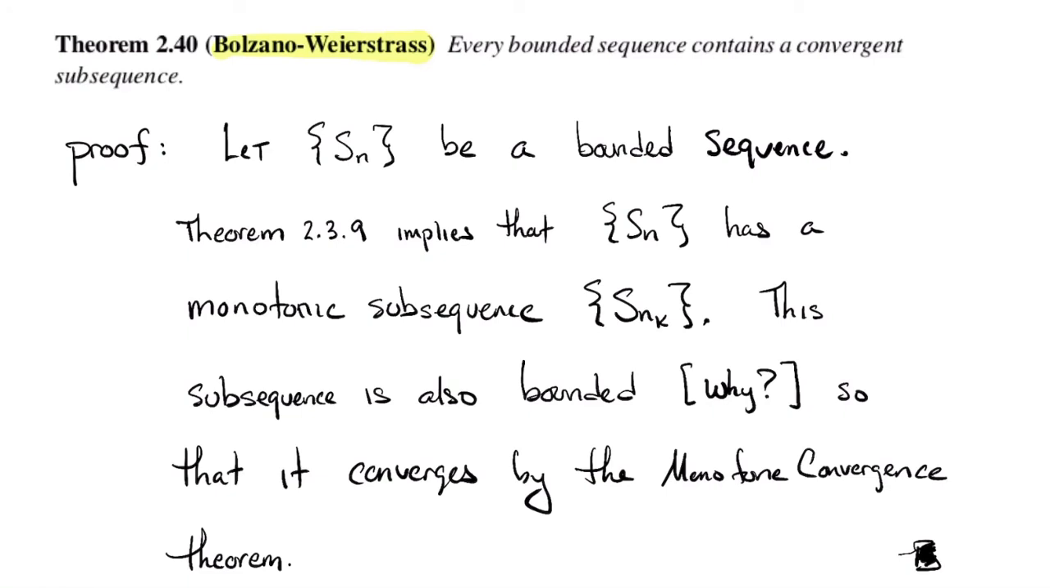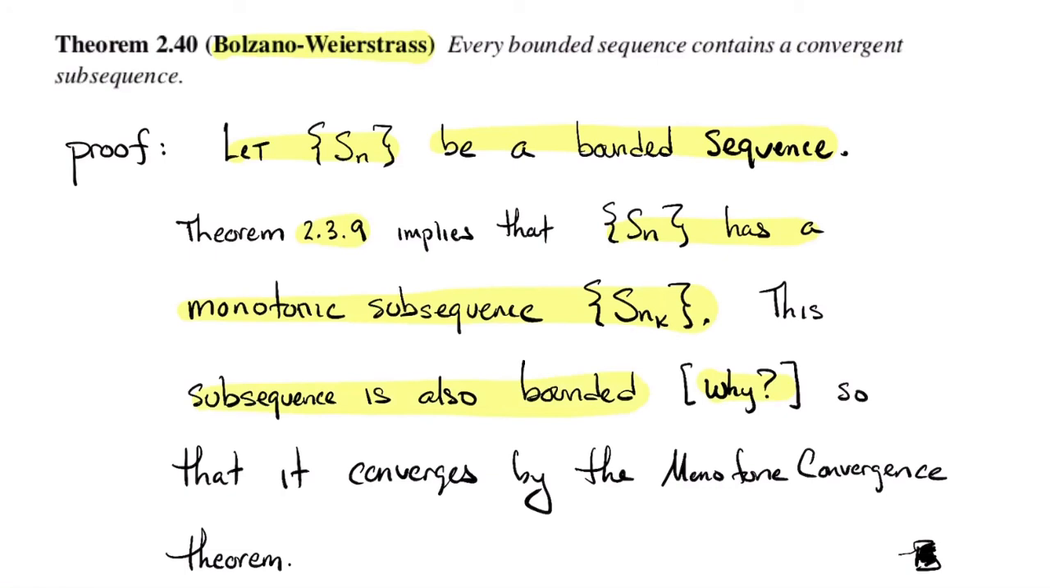Let's take a sequence S_n and suppose it's bounded. The theorem that we just proved, 2.39, says that it has some monotonic subsequence. We don't care which flavor: non-decreasing, non-increasing, increasing, decreasing. It has to have a monotonic subsequence. I'm going to let you think through the details, but that subsequence would also be bounded. So I want you to stop the video and answer that question in the technical definition sense of bounded.